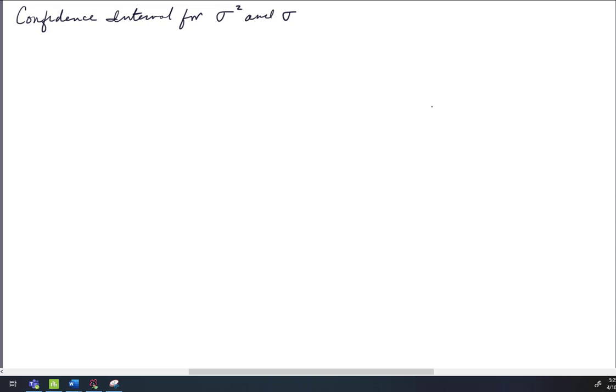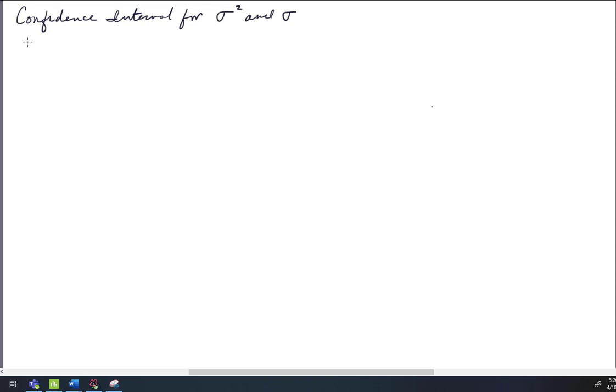Today we want to look at confidence intervals for sigma squared, that is the population variance, and for sigma, the population standard deviation. And the technique is going to be to find a confidence interval for the variance, sigma squared. Then if what we want is a confidence interval for the standard deviation, you just take the square roots of the endpoints. So we'll really be working with variance here, but easy to jump from variance over to standard deviation.